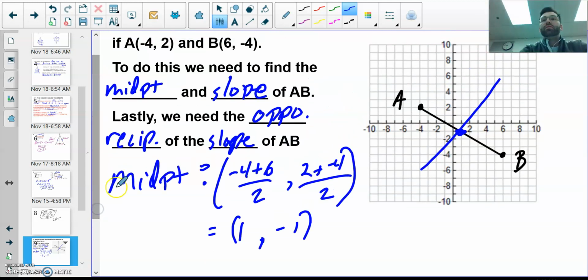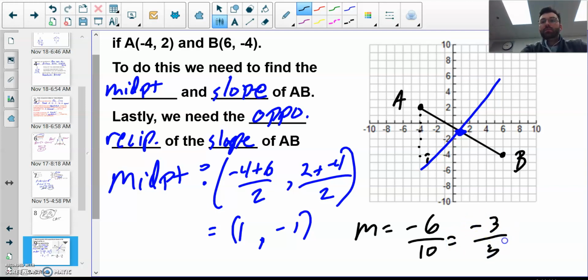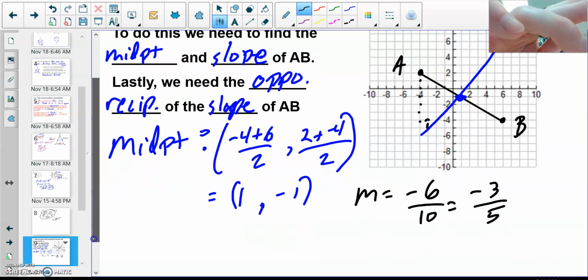Slope. If you can just count, here it's on the graph, so I might as well just count. I might as well just do my rise over my run. So I'm going down 1, 2, 3, 4, 5, 6. So m equals -6 over 1, 2, 3, 4, 5, over 10. And always reduce to get -3 over 5. That's the slope of AB.